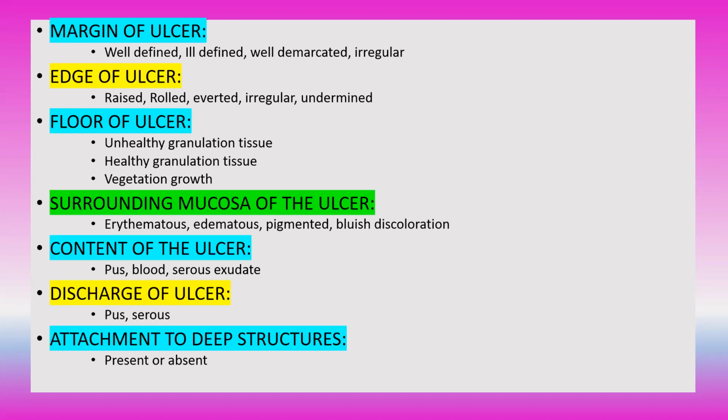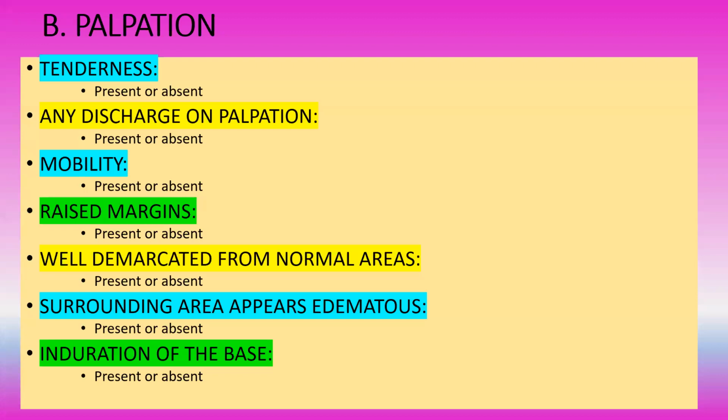Coming to the contents of an ulcer, within the ulcer, we can look for pus, blood, or any serous exudates. And discharge of an ulcer. When mild pressure is given over it, we can notice for any pus or serous discharge coming out of it. And the last is attachment to deep structures. It can be present or sometimes it may not be attached to the deep structures.